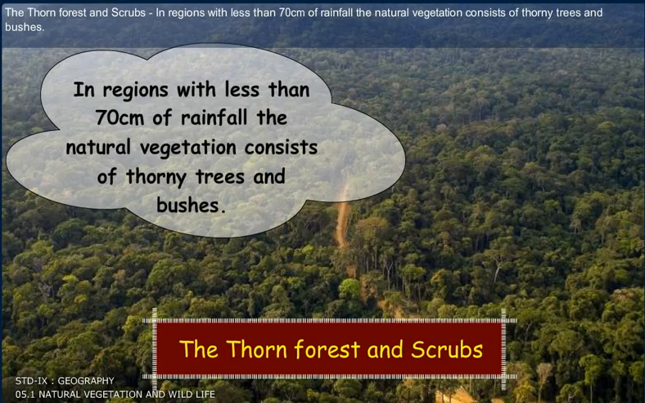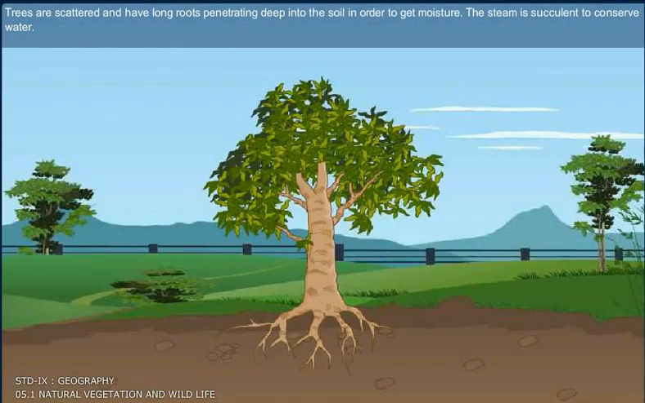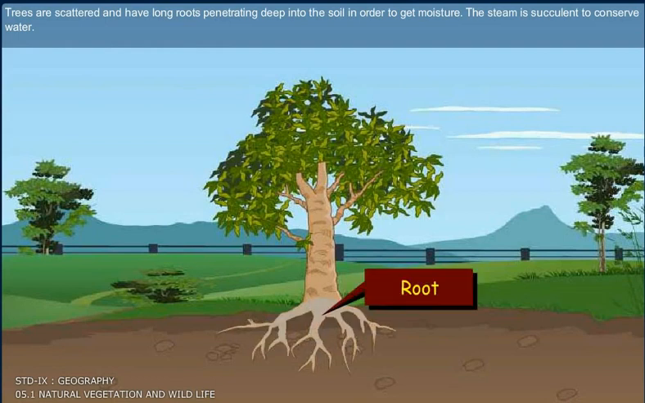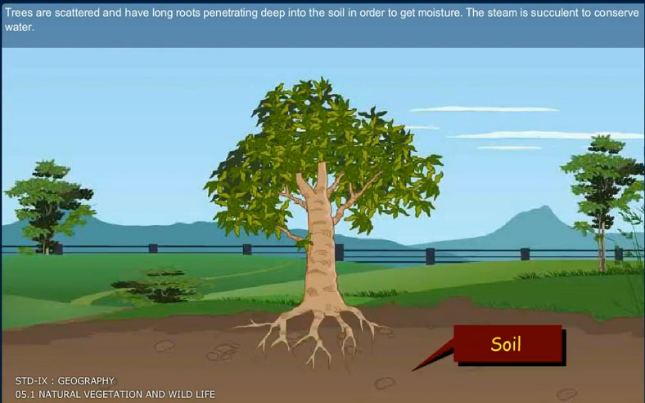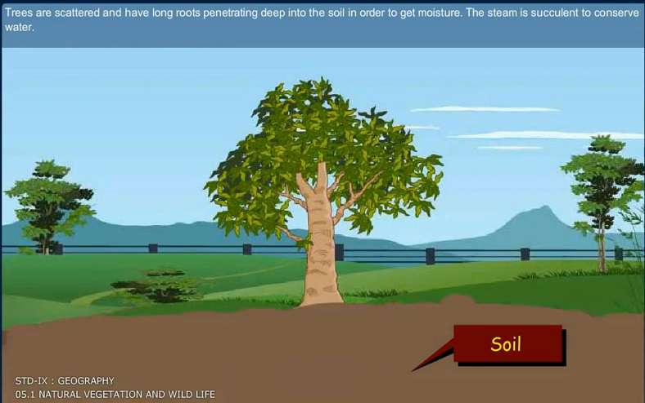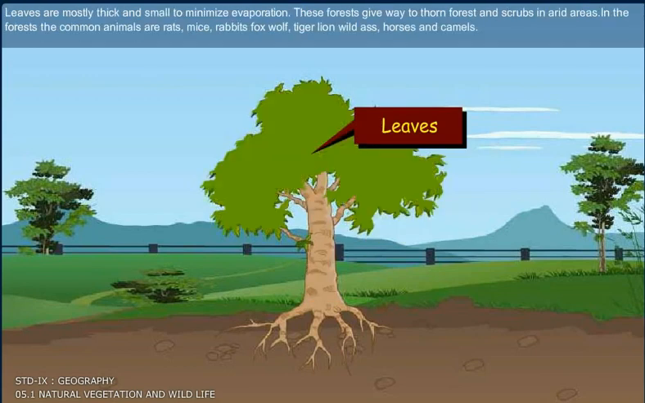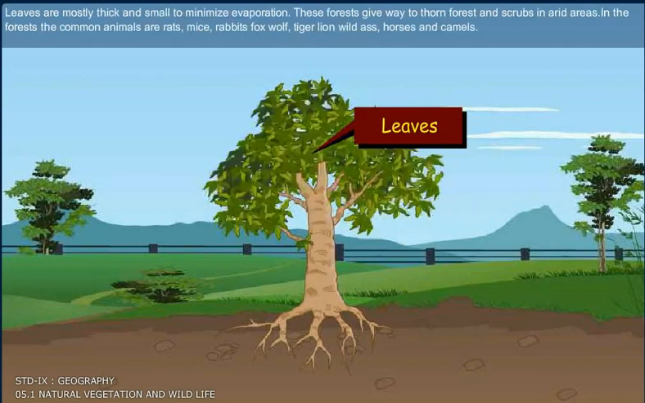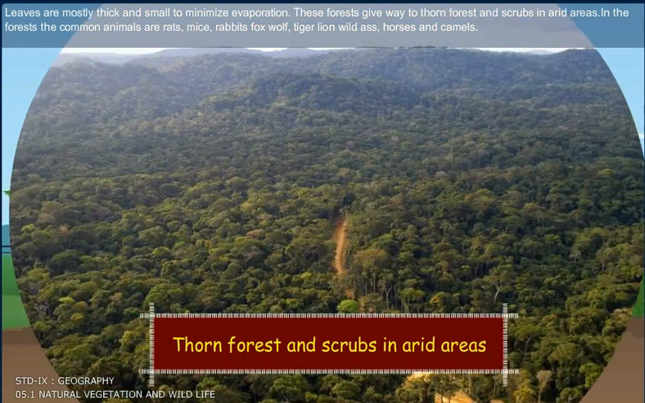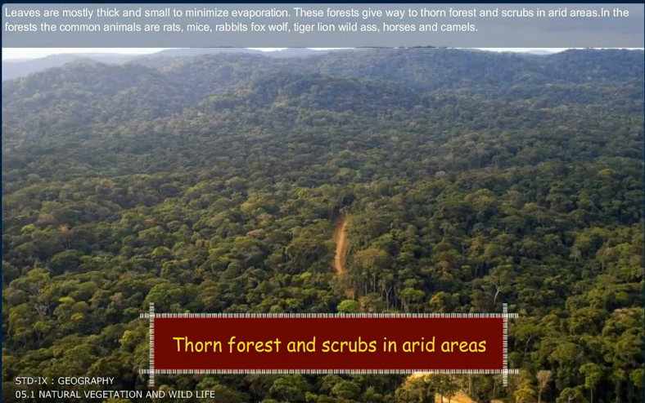The thorn forest and scrubs. In regions with less than 70 centimeters of rainfall, the natural vegetation consists of thorny trees and bushes. Trees are scattered and have long roots penetrating deep into the soil in order to get moisture. The stem is succulent to conserve water. Leaves are mostly thick and small to minimize evaporation. These forests give way to thorn forest and scrubs in arid areas.